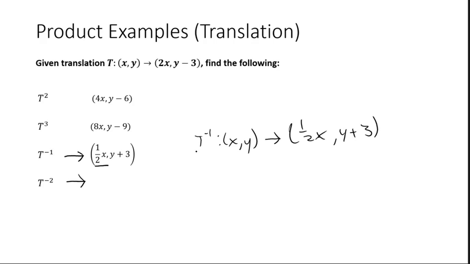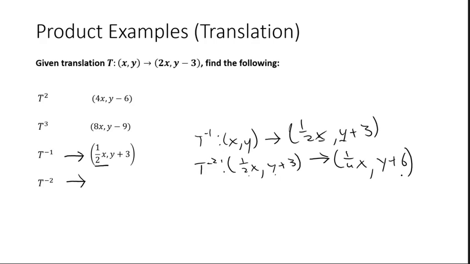All right, so if you have T to the negative second power, what we're doing is plugging in, for x and y, a 1/2 x and a y + 3 in place of x and y. So in place of x here, we put in 1/2 x. So we have 1/2 times 1/2 x, which gives you 1/4 x. And then here in place of y, we put in y + 3. So we have y + 3, and then plus another 3 to get y + 6. So T to the negative second power would be (1/4 x, y + 6).